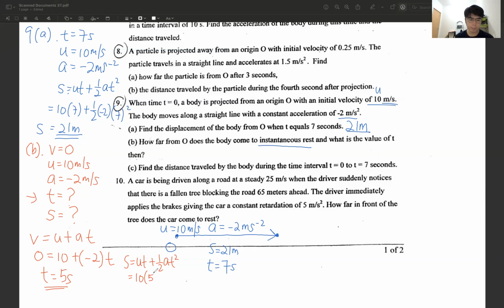Then for the distance, s equals ut plus half at squared, 10 times 5, and we already have the time, plus half times -2 times 5 squared. Calculate this and we get 25 meters. So when v is 0, the time is 5 seconds, and its displacement is 25 meters to the right of the origin.